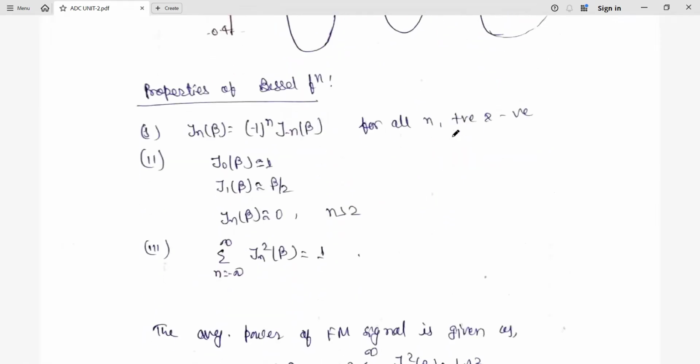So an important question, it can be a short question, is about the properties of the Bessel function. These properties are: J_n of beta is minus 1 to the power n times J_minus n of beta, for all values of n, positive as well as negative. And J_0 of beta for beta equal to 0 is 1. J_1 of beta is beta by 2. And J_n of beta is equal to 0 when n is greater than 2. And this is also important: the summation over n equal to minus infinity to plus infinity of J_n squared of beta equals 1. This property we are going to use when we try to find the power.